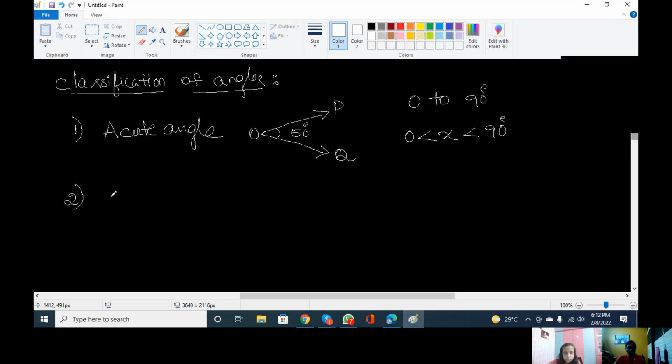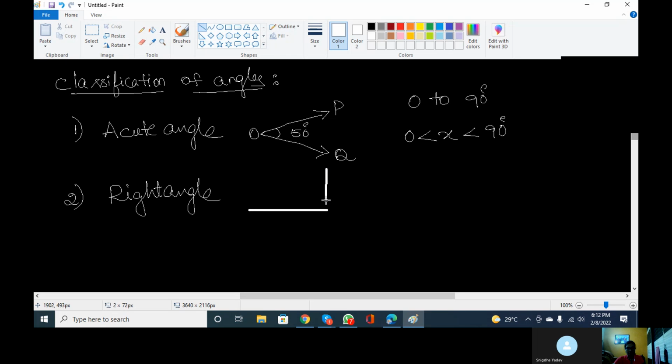Next. If an angle is exactly 90 degrees, then we call it a right angle. A right angle is like an L shape. So this is nothing but exactly 90 degrees. An angle which is exactly 90 degrees is called a right angle. So it is like an L shape.